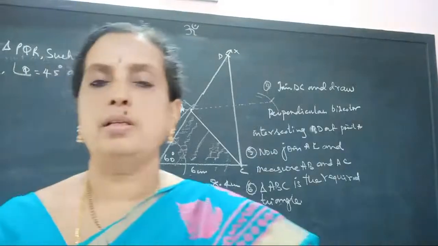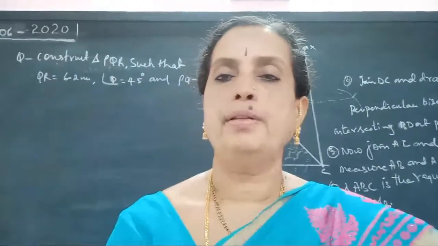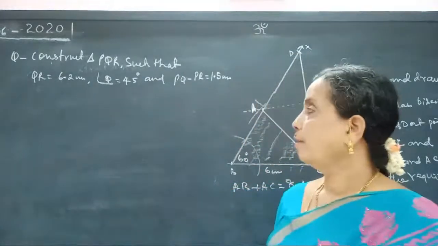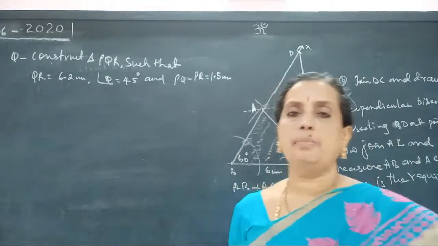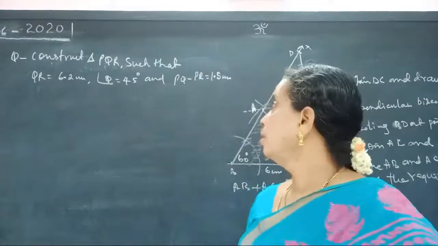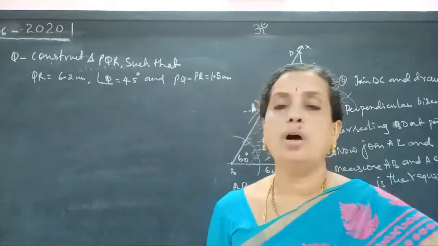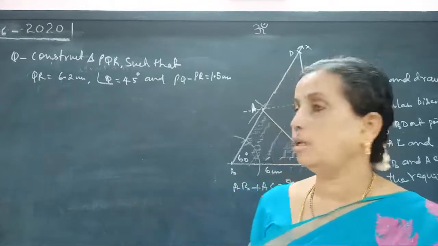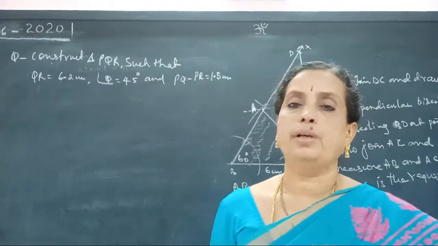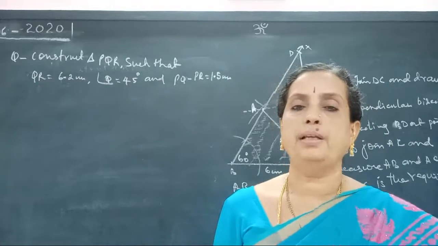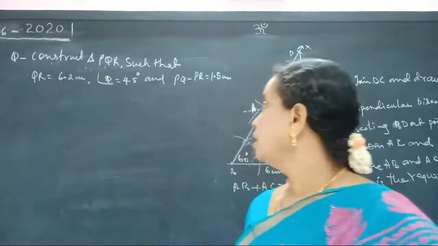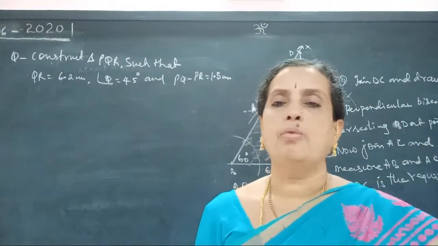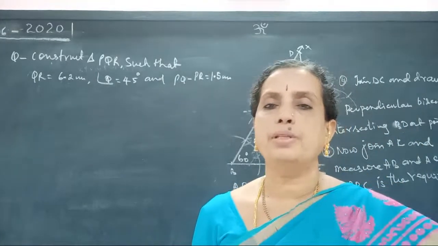So I will repeat the question. Construct a triangle PQR such that QR equals 6.2 centimeters, angle Q equals 45 degrees, and PQ minus PR equals 1.5 centimeters.